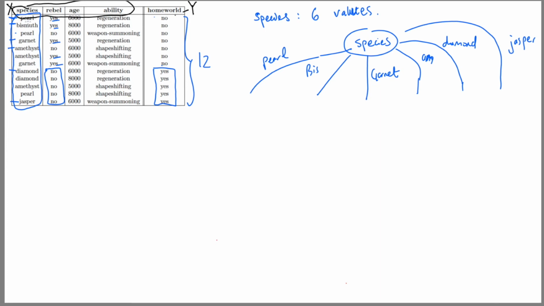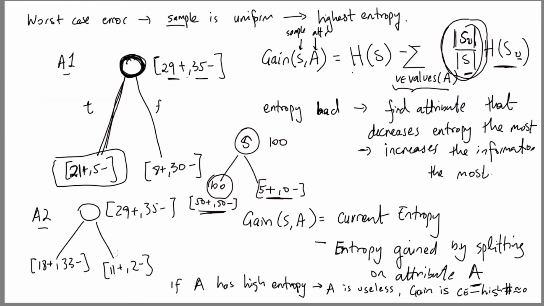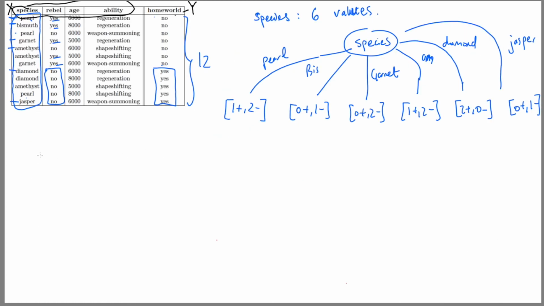Now, if you look at pearl, we have 3 examples, 1, 2, and 3. 2 of them are in the no class, and 1 of them is in the yes class. So we have 1 positive, 2 negative. For bismuth, you have 0 positive, 1 negative. For garnet, you have 0 positive, 2 negative. And similarly for amethyst. So let me just do them all. Okay, this is basically the same tree that we drew earlier. I'm just repeating this analysis here for this problem. So let's look at the gain that we would get.